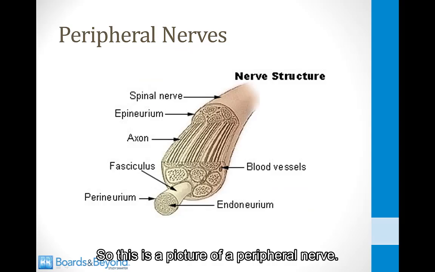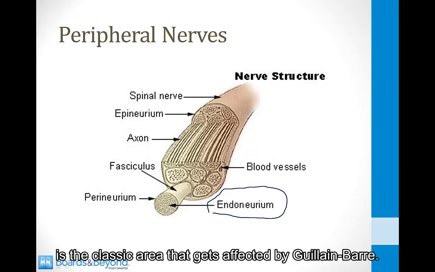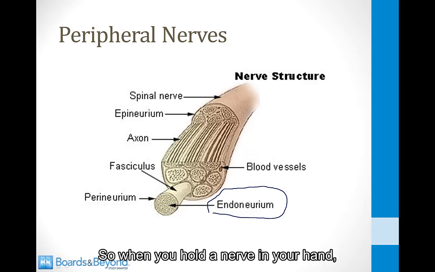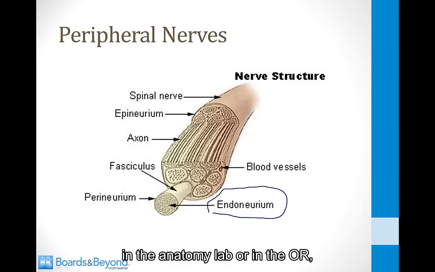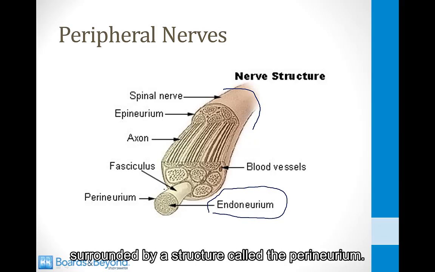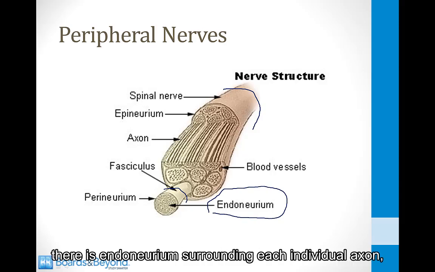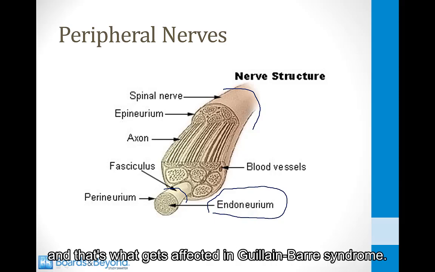So this is a picture of a peripheral nerve, and we talk about this in another module on basics of the nervous system, but you should know that the endoneurium right here is the classic area that gets affected by Guillain-Barré. So when you hold a nerve in your hand in the anatomy lab or in the OR, what you're holding is a nerve trunk, and that's this whole structure here. But inside of it, it has all these fascicles surrounded by a structure called the perineurium. Inside the fascicles, there is endoneurium surrounding each individual axon, and that's what gets affected in Guillain-Barré syndrome.